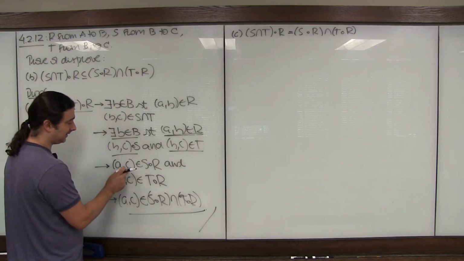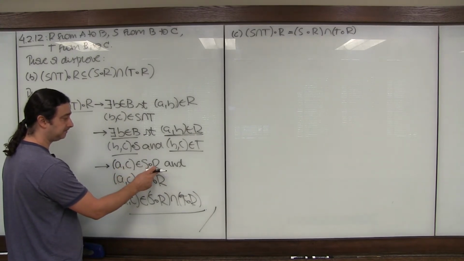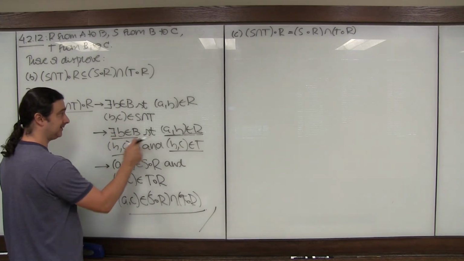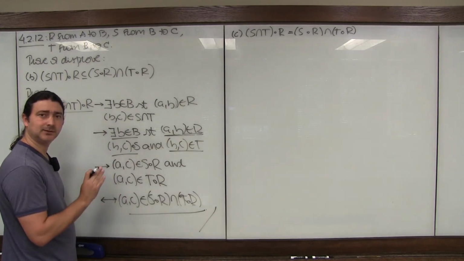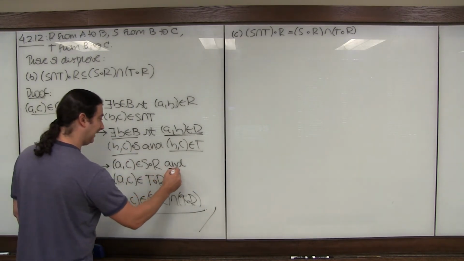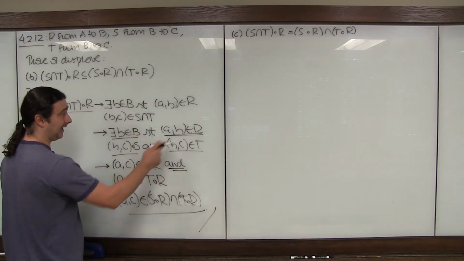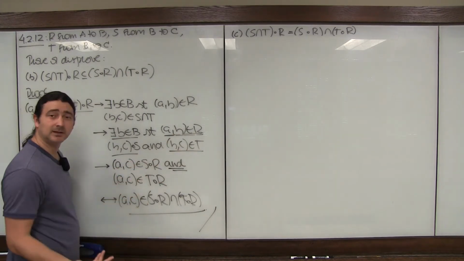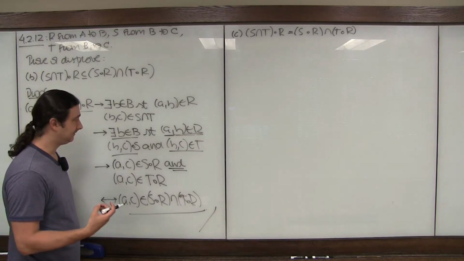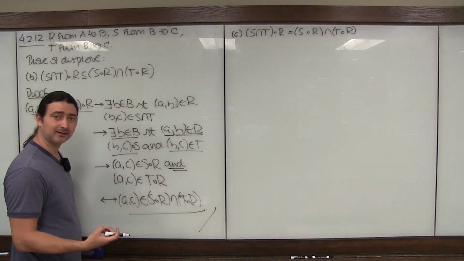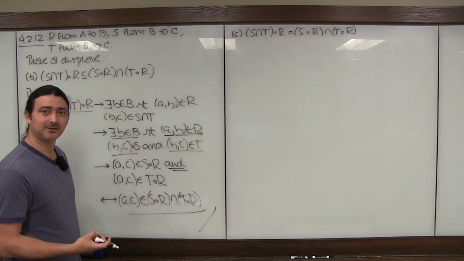Because to say that (A, C) is in S composed with R is to say that there exists a B such that (A, B) is in R and (B, C) is in S. So it seems to be matching. And there exists a B in capital B such that (A, B) is in R and (B, C) is in T. So it seems to be working. But this is not correct. Again, maybe you can pause now and think about why this is not right.